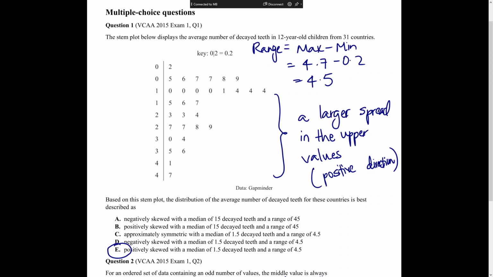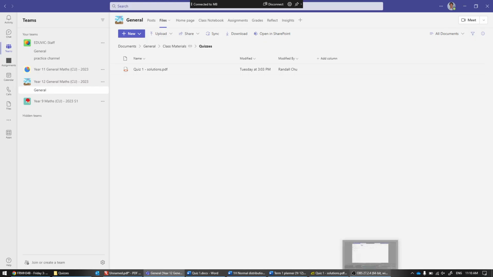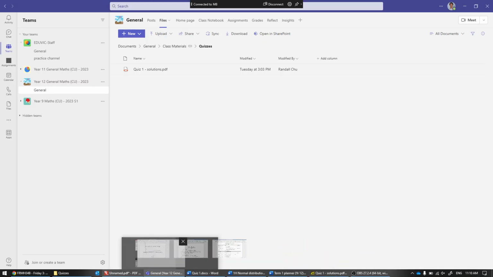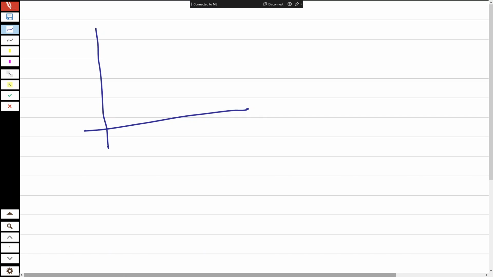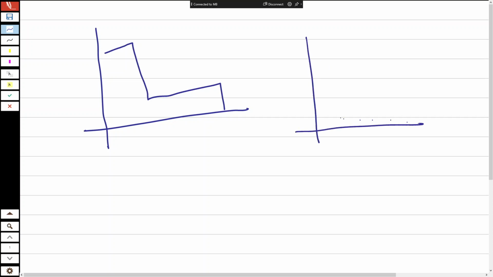Normally, when you decide whether a data set is positively or negatively skewed, you want a box plot or a snake. So with something like this, do you think the picture will look like this or like this? Why do you say the first one, Tim?